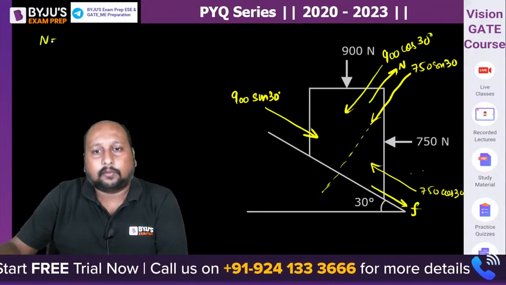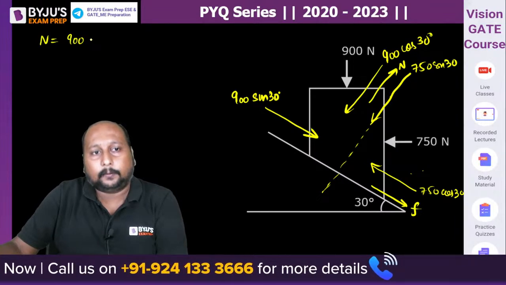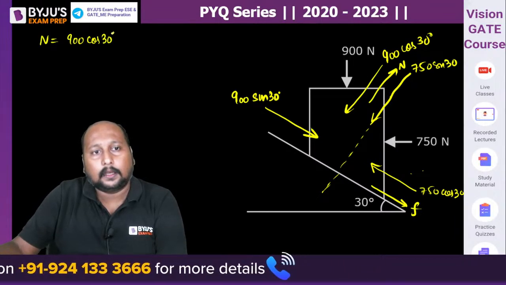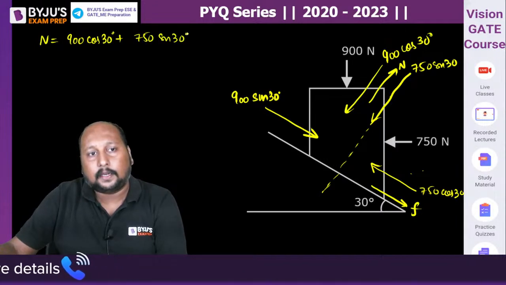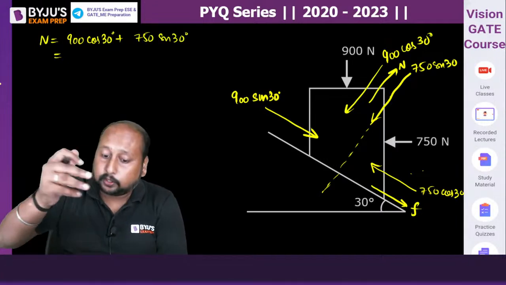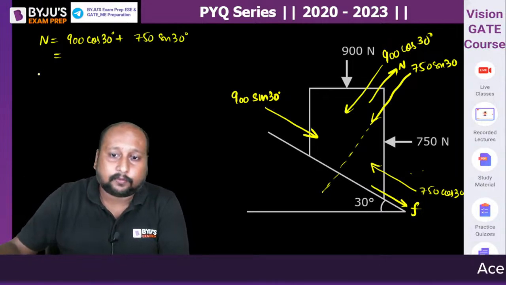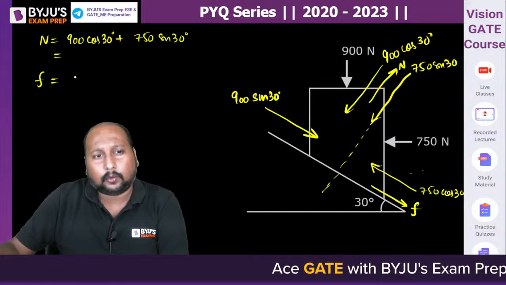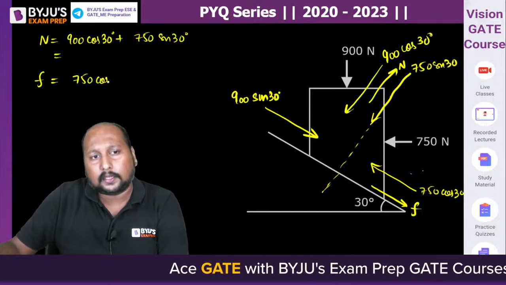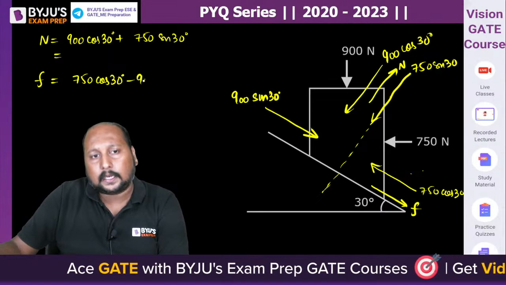The normal reaction will be equal to 900 cos 30 plus 750 sine 30. Solve it. Tell me what's the value of normal reaction. Once you get the value of normal reaction, then we can calculate the friction force. Friction force will be equal to 750 cos 30 minus 900 sine 30.